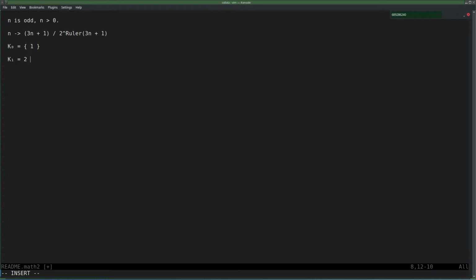2 times K0 times 4 to the power, okay, let's do the powers like that, some power of 4 minus 1 divided by 3, all divided by 3.